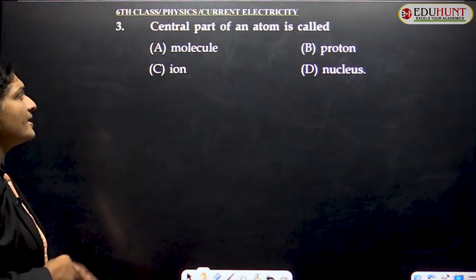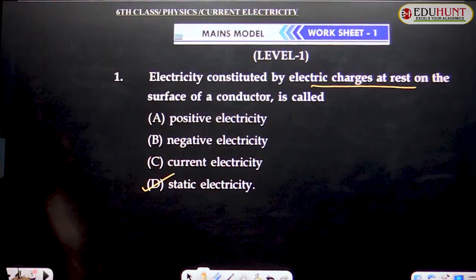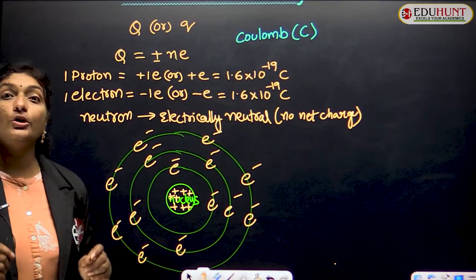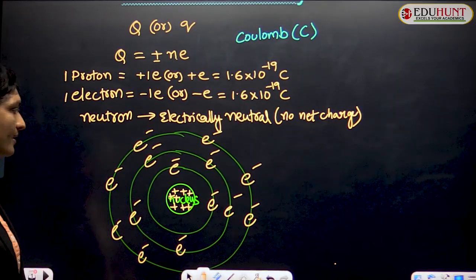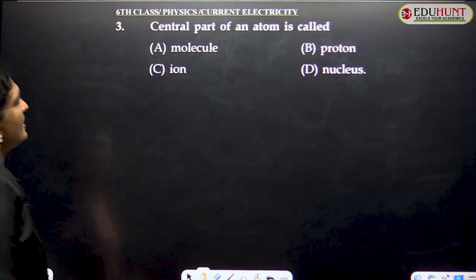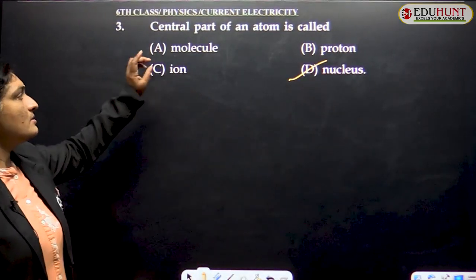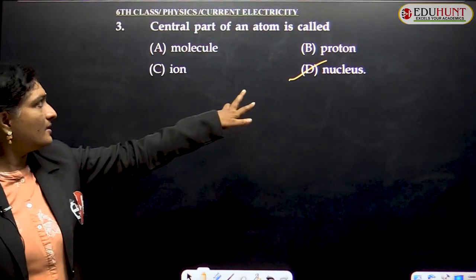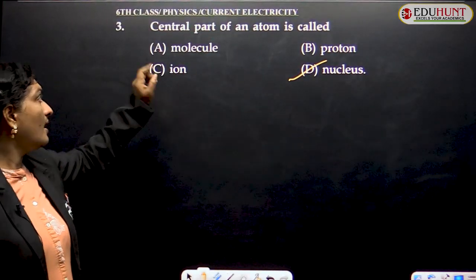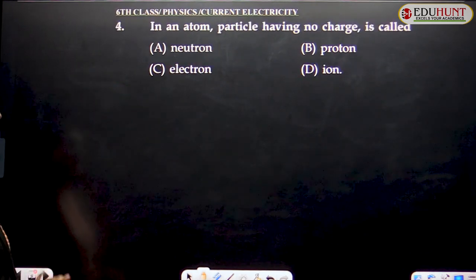Next question. The central part of an atom is called what, children? I told you, the central part of the atom is called your nucleus. So protons are present inside the nucleus, even neutrons are present inside the nucleus. That's it. Electrons are moving around the nucleus.